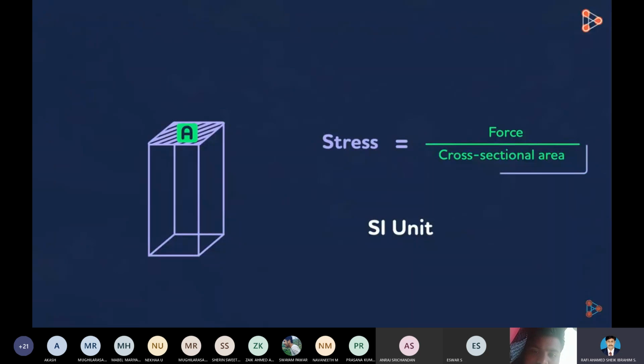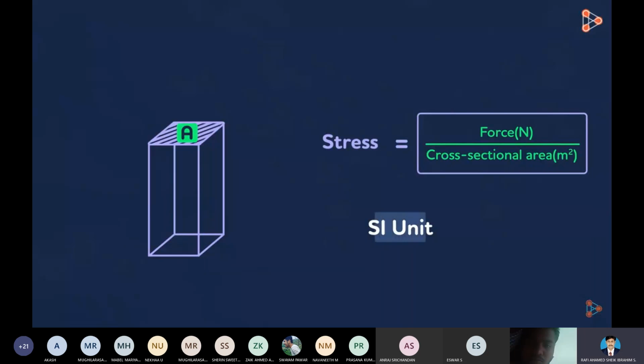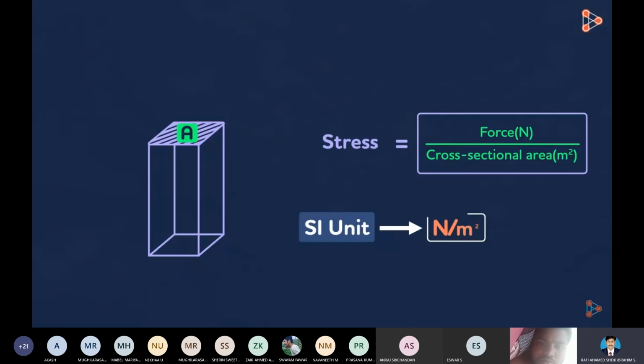Stress is force per unit area. The SI unit of force is Newton, denoted by N, and that of area is meter squared. So the SI unit of stress is Newton per meter squared. However, this unit is given a name and it's called Pascal, denoted by Pa. Now we know the basics about stress.